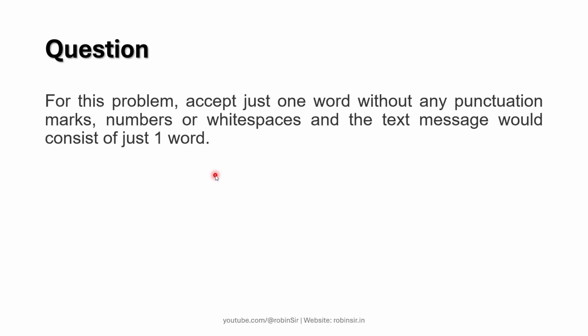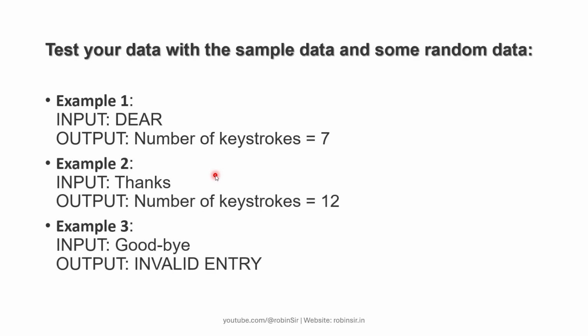For this problem, accept just one word without any punctuation marks, numbers, or white spaces, and the text message would consist of just one word. Test your data with the sample data and some random data. So for example, if the input is deer, number of keystrokes should be 7. If the input is thanks, number of keystrokes should be 12. And if it's goodbye with a hyphen in between, then it's an invalid entry because we are only going to consider alphabets. So that's the question.